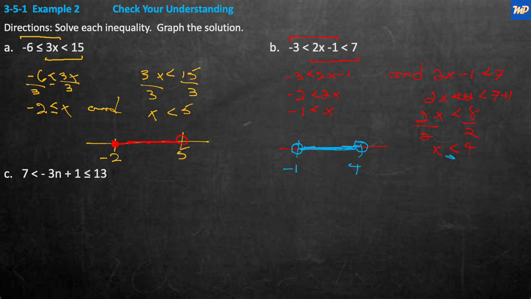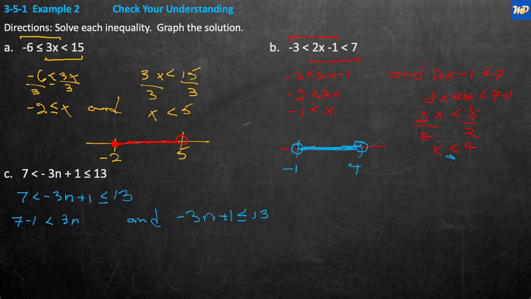Now let's do this. 7 is less than -3n plus 1, which is less than or equal to 13. So now we're going to get 3n by itself. So we're going to have 7 minus 1, because we're going to subtract 1 from both sides of this part, right, is less than -3n. And then we have "and." On the other side, you have -3n plus 1 is less than or equal to 13.